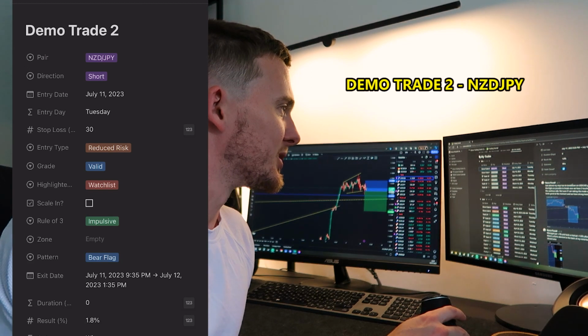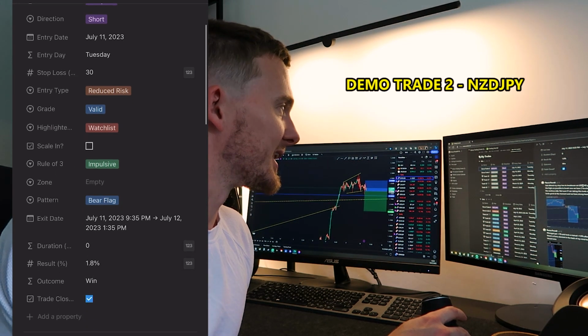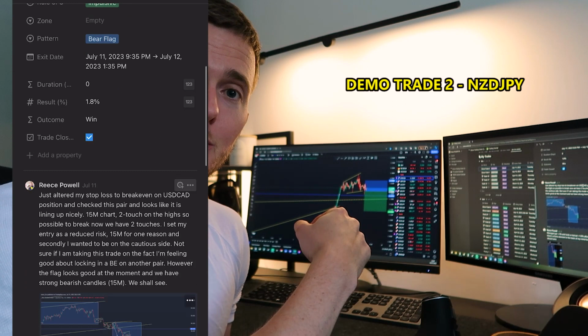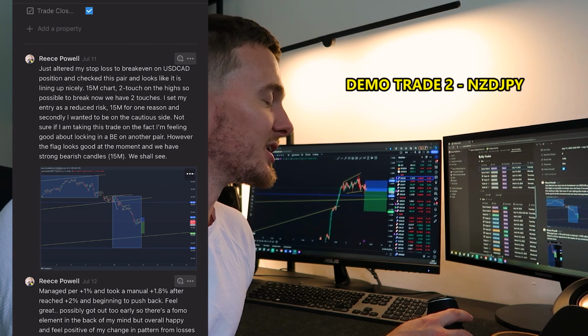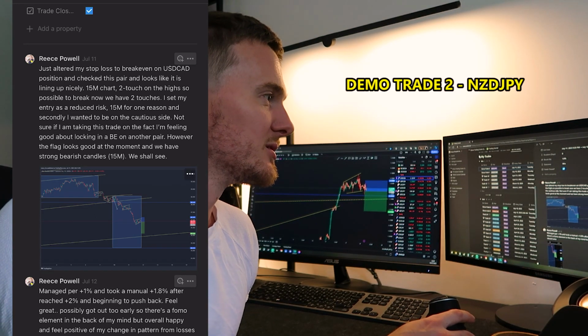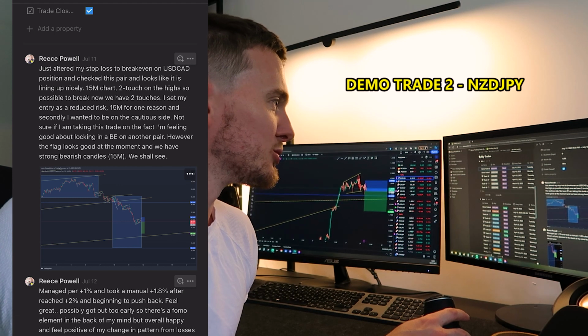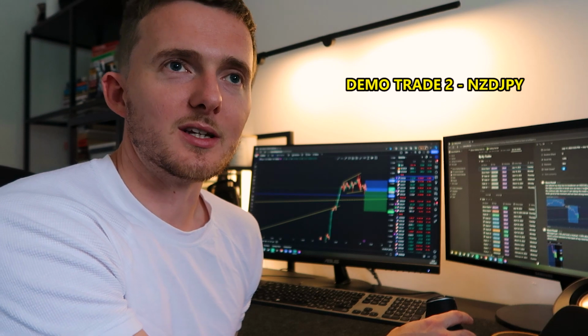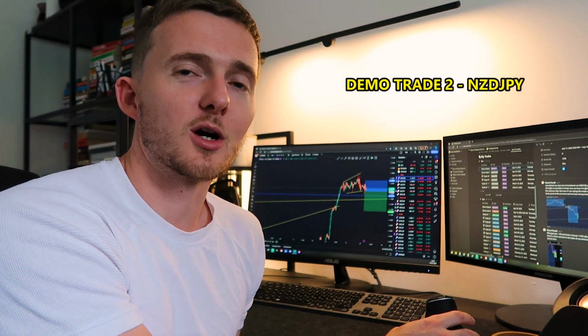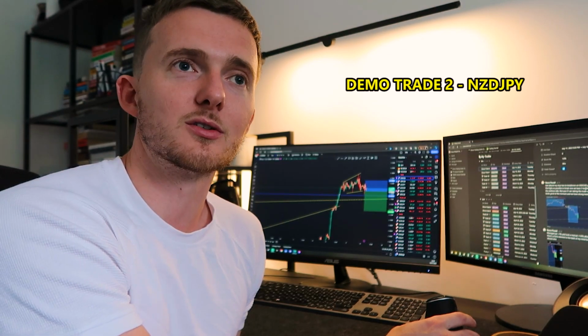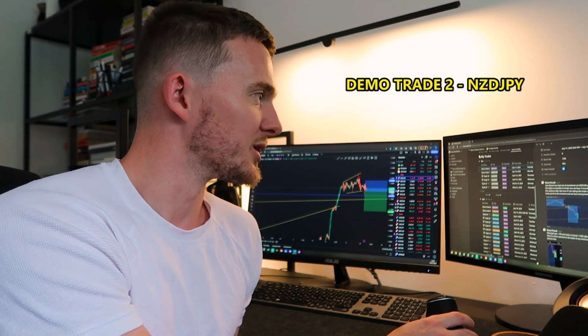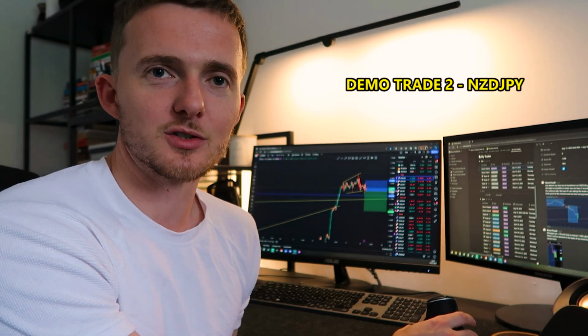Just altered my stop loss to break even on USDCAD, so the other trade we're talking about. Just altered my stop loss to break even on USDCAD and checked this pair. Looks like it's lining up nicely. 15-minute chart, 2 touches on the highs, so possible to break. Now we have the 2 touches. With Falcon, you know that you don't need to have the third touch. Third touch is a higher probability. Second touch is possible to break to the upside or the downside, depending on which way you're going. But obviously look into other factors, don't just take every flag.